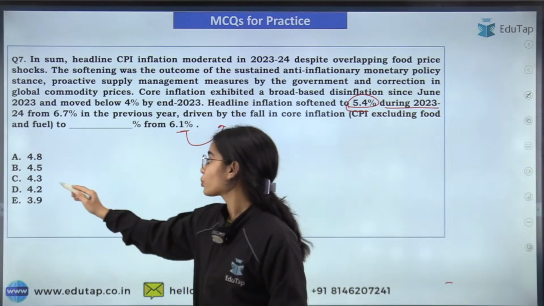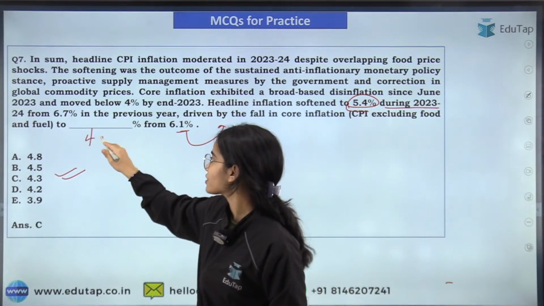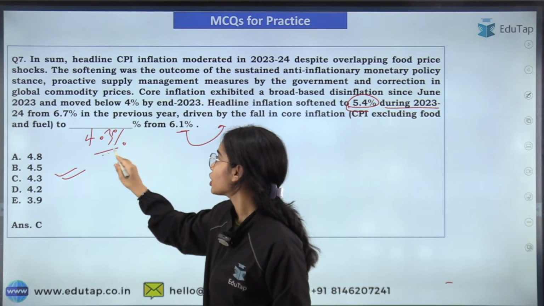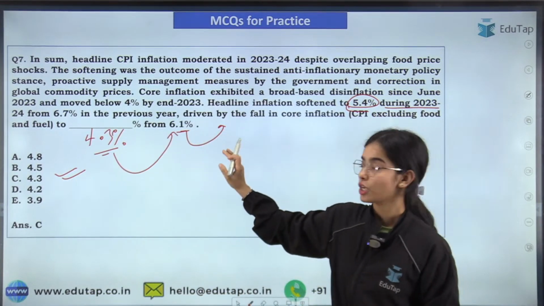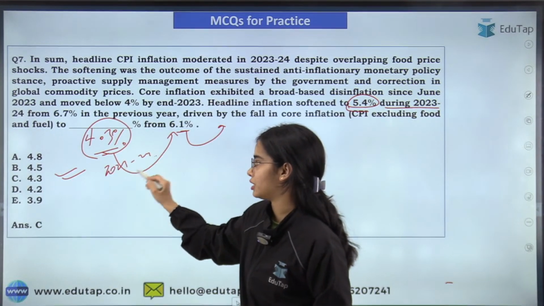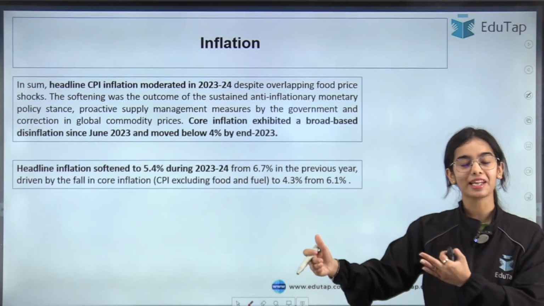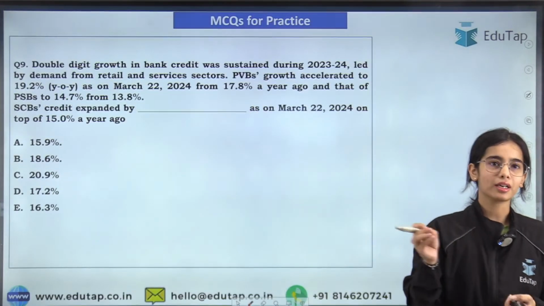That is 4.3%, right? So the core inflation has fallen by 4.3% from the 6.1% in the 2023-24 financial year. So this is the idea. Okay, so this is very important. The core inflation, the headline inflation, the food inflation, they are important.